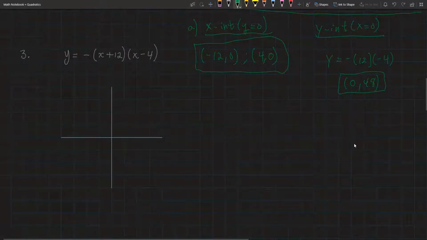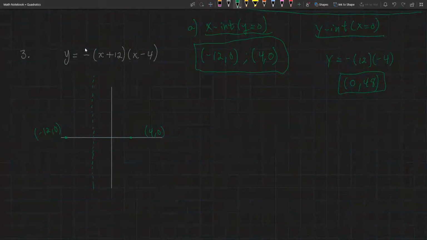All right, let's start plotting points and drawing the picture. So we have 4, 0 somewhere right there, and then -12, 0 somewhere here. I also immediately notice the negative, which implies a negative something squared. So think curving downwards. And we know the line of symmetry will be somewhere along here, on this line, known as the axis of symmetry.